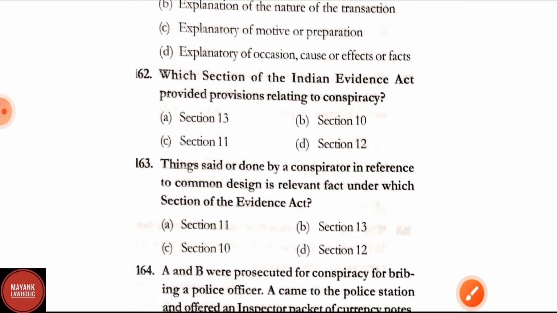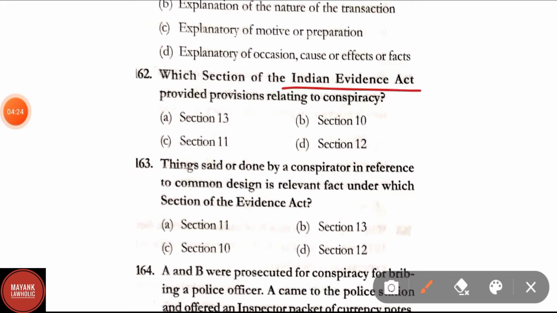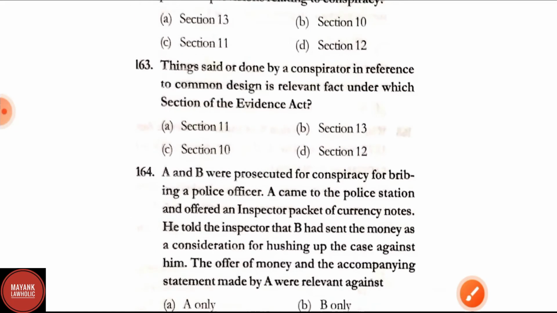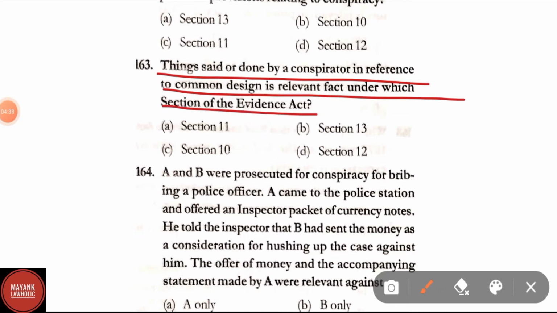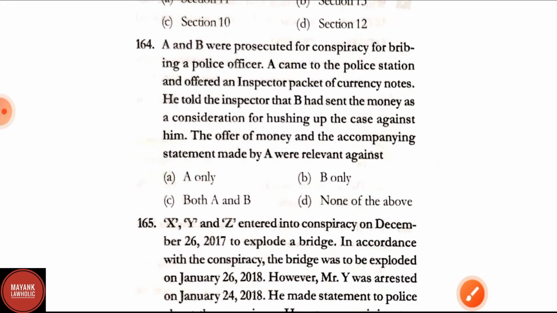Question number 162. Which section of the Indian Evidence Act provides provisions relating to conspiracy? Correct answer is section 10. Question number 163. Things said or done by a conspirator in reference to common design is a relevant fact under which section of the Indian Evidence Act? Correct answer is option C, that is section 10. Question number 164.